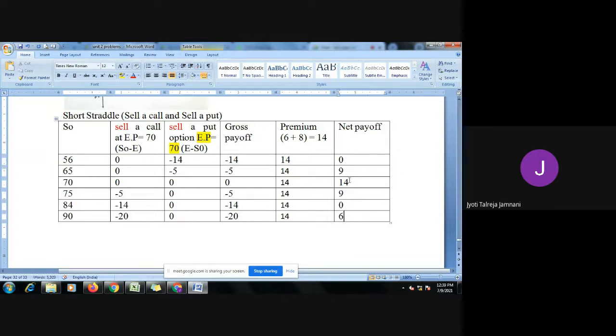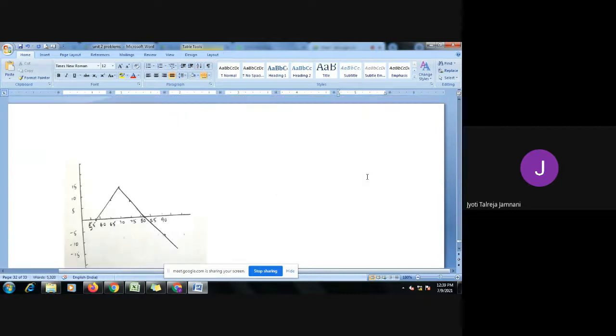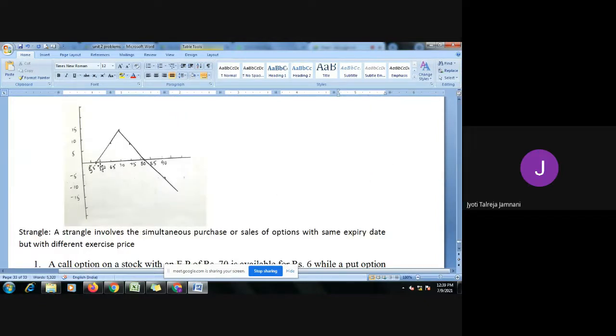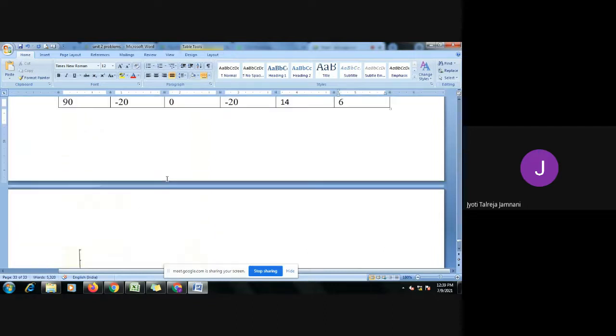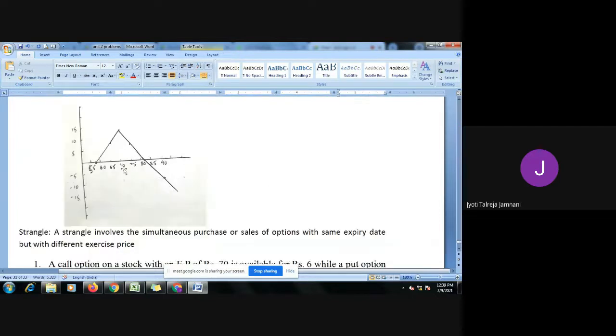So now if you see, we have all the values positive, so it will be a top straddle. If you look at the graph, between 55 and 56, we have 0. Then we have 9 rupees gain at 65, at 70, 14 rupees gain. Then at 75, again 9 rupees gain. At 84, we are again at 0. And at 90, we have a loss of 6 rupees, so minus 6.